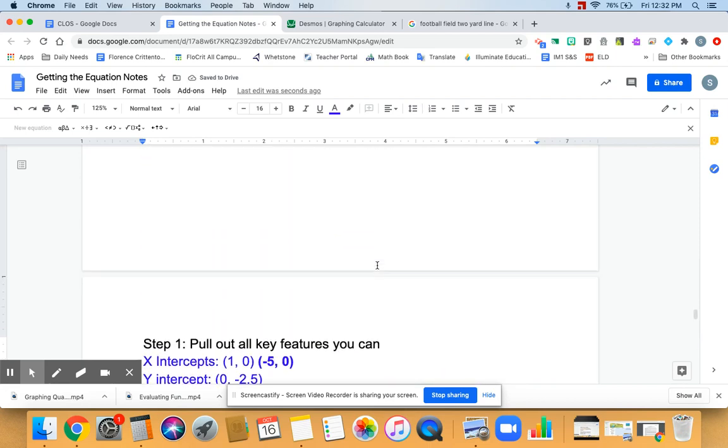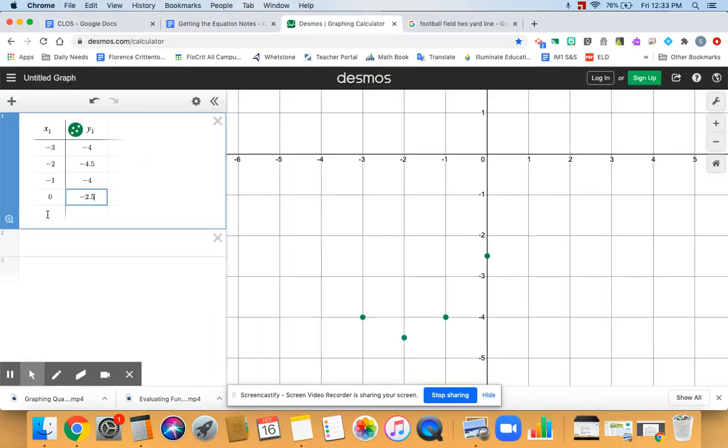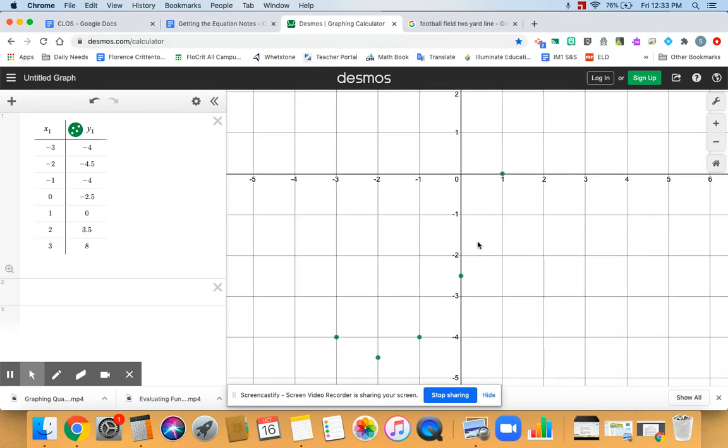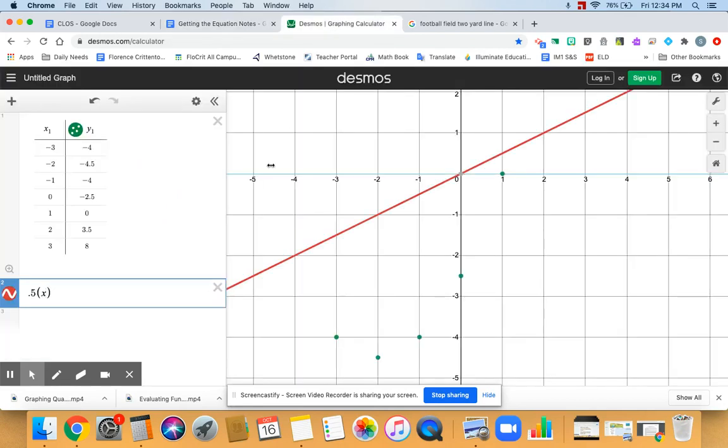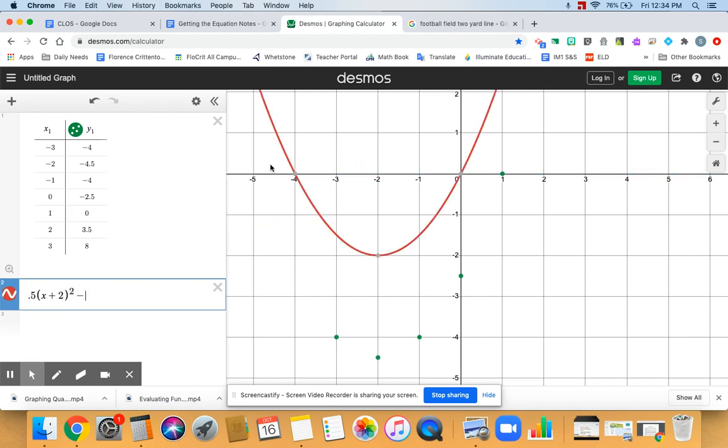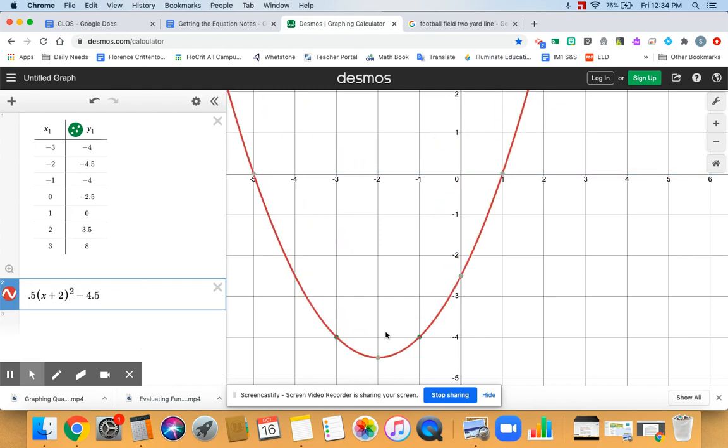And just to prove it to you, I'm going to plug all the points from that table into Desmos so that I can see all the little dots as they get plotted. You can't see them all on the graph right now because it's too zoomed in, but here's some of the points from that table. And I'm telling you the equation in vertex form, at least, is going to be 0.5 times x plus 2 squared minus 4.5.